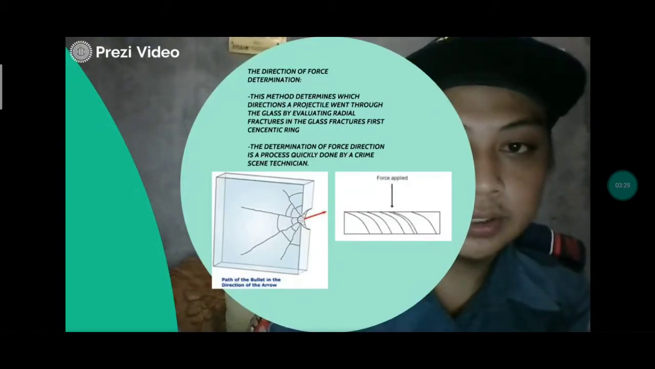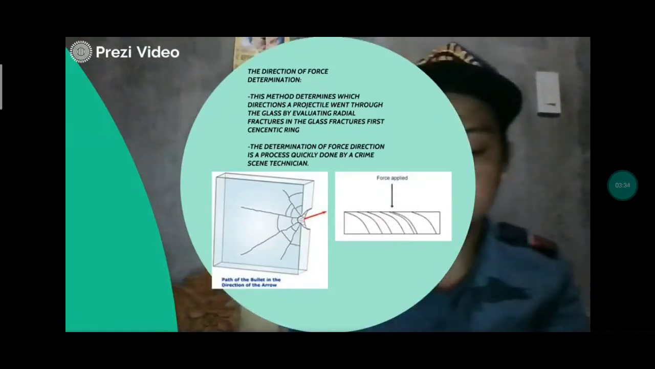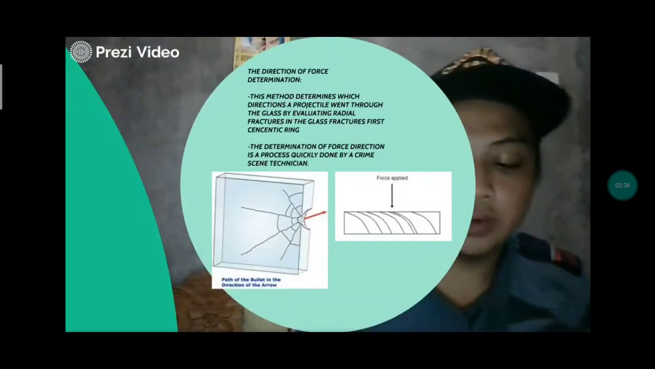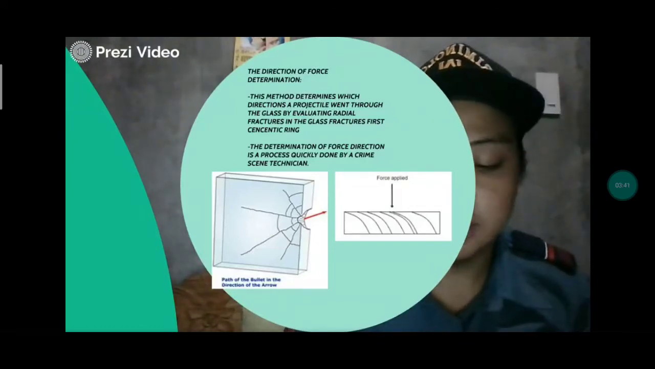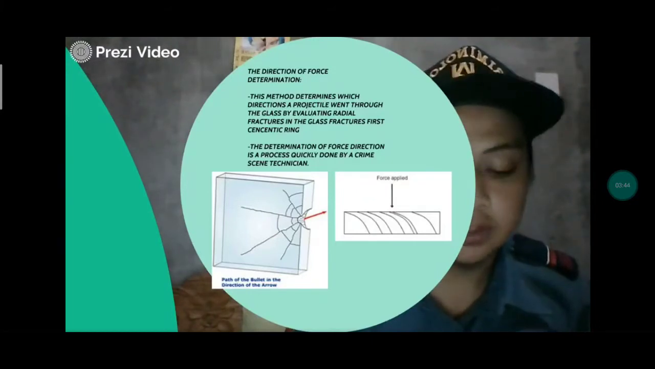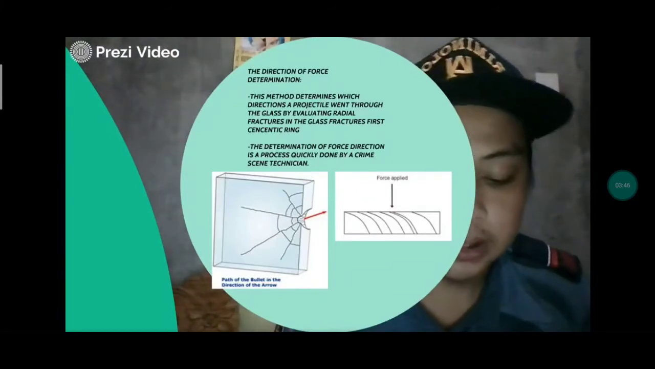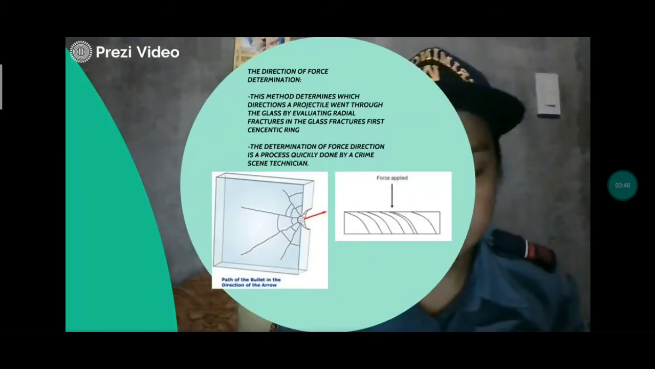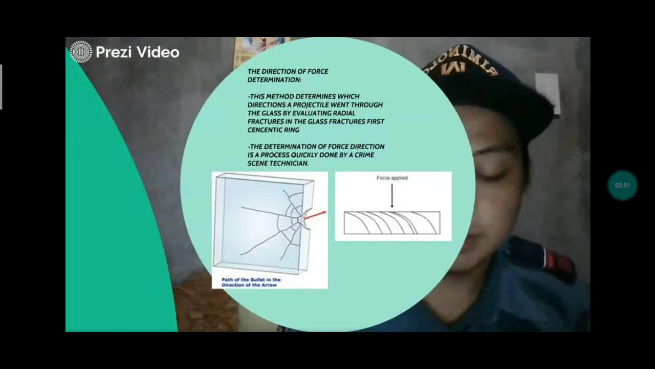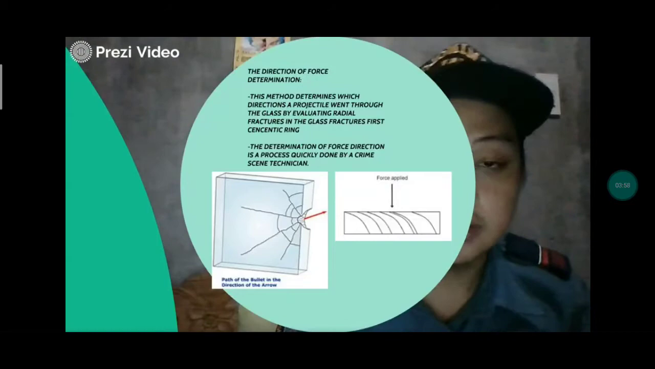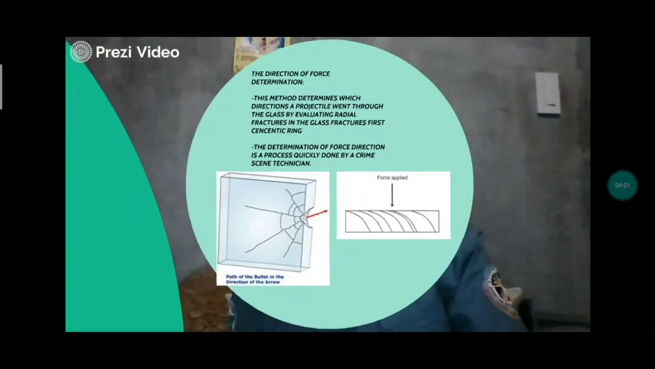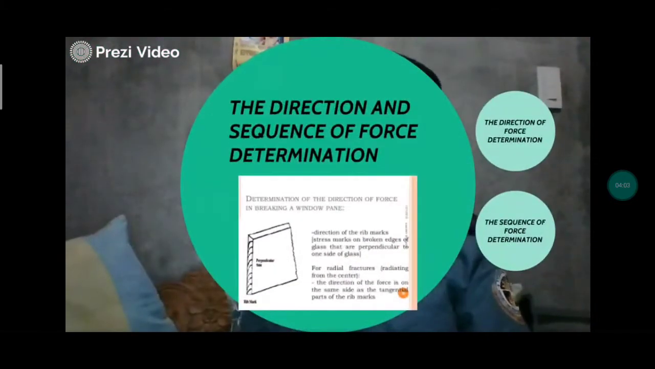Determination of force direction is a process quickly done by a crime scene technician. The purpose of this determination is to establish which direction the projectile went through the glass. The method used to determine this is the 4R rule. The ridges on radial fractures are at right angles to the rear.